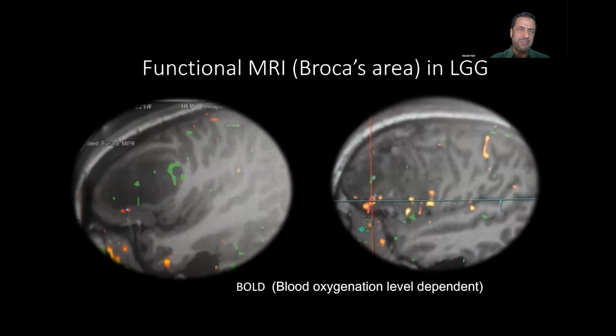And something about functional MRI, just touching on what functional MRI would look like. So here is a left-sided low-grade glioma. When you are operating on a case like this, you want to know where the speech area is, where Broca's area is, where Wernicke's area is. So you do an MRI called the BOLD technique, blood oxygenation level dependent technique, where you ask the patient to speak, and then you see where Broca's area is, so that you can avoid that area.